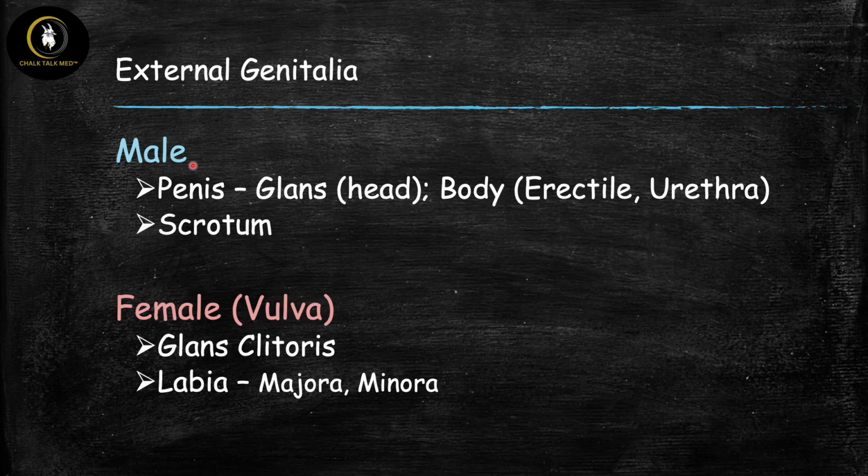So in males, we have the penis and the scrotum, and the penis is made up of the head or the glans, and the body, which within it has the erectile tissue and the penile urethra. And then the female external genitalia is called the vulva, and its main parts are the glans clitoris and the labia, which has the labia majora and minora, which surround the vaginal opening. Now let's see how these all start off in the embryo.